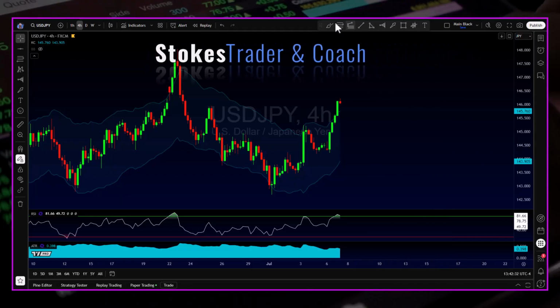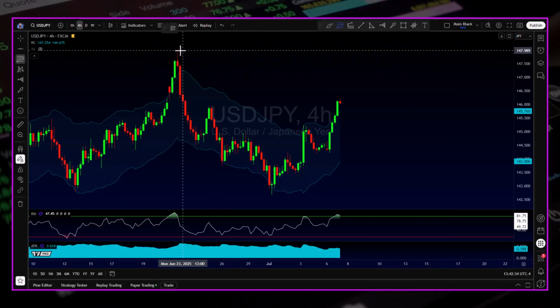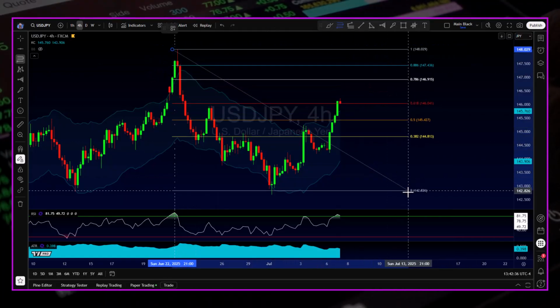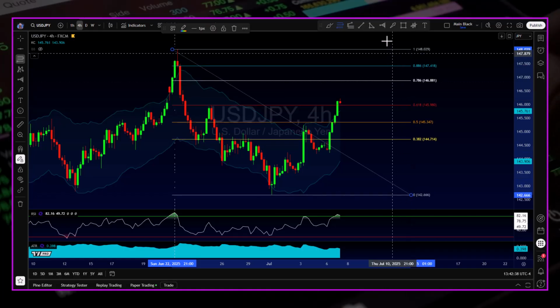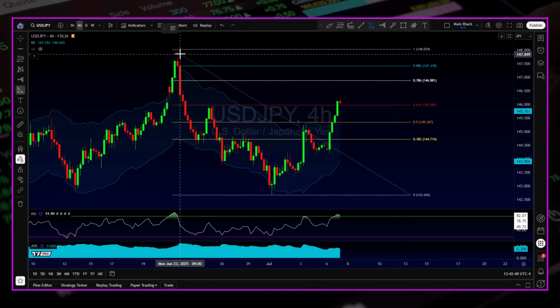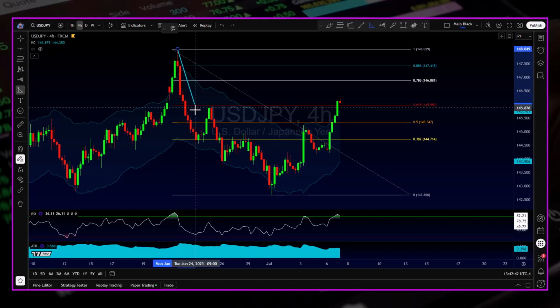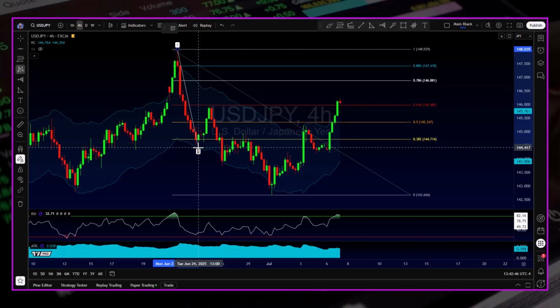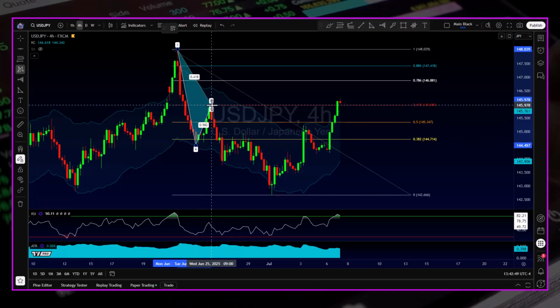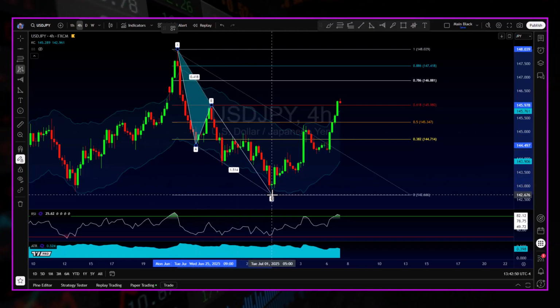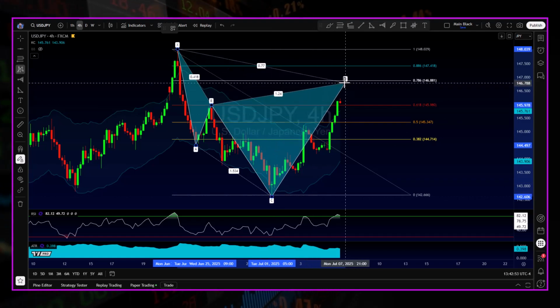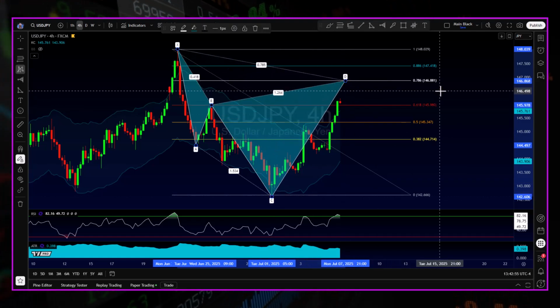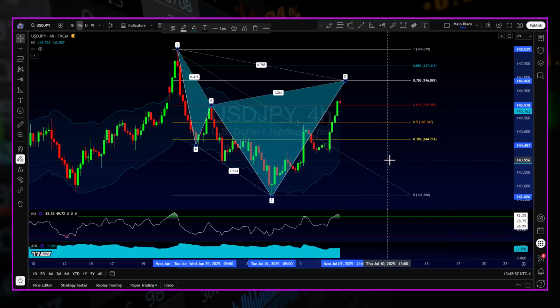If you remember on the dollar yen, we were waiting for a rather large potential bearish cipher pattern to complete. It looks something like this. X to A being our, let me use this tool, make it a little bit easier for you guys to see. X to A, our swing high to swing low. A to B, our retracement right here. B to C, our extension down there. And a CD completion right here at the 786.